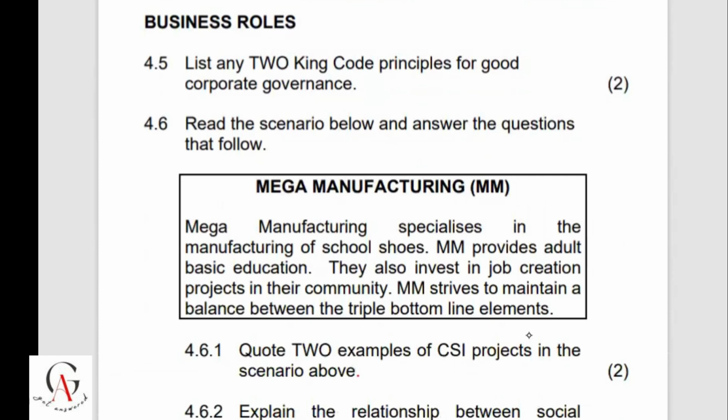So now the next question reads as follows: list any three King Code principles for corporate governance. King Code principles for corporate governance are transparency, accountability, as well as responsibility. Okay, right. So now let's check our 4.6, which is in line with the scenario.